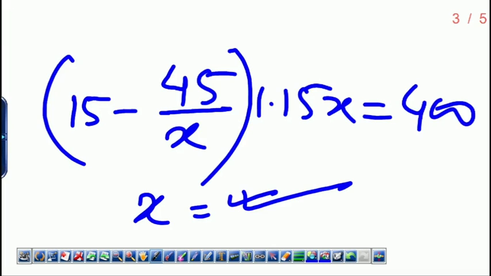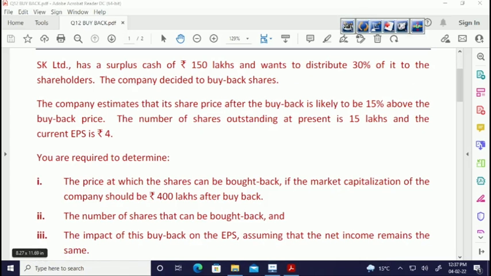Solve for X. Okay. The number of shares that can be bought back is 45 by X. Impact of buyback on EPS, assuming net income remains the same. So net income was 60, so 60 will remain 60. You have to divide by the remaining shares, which is 15 minus 45 by X.